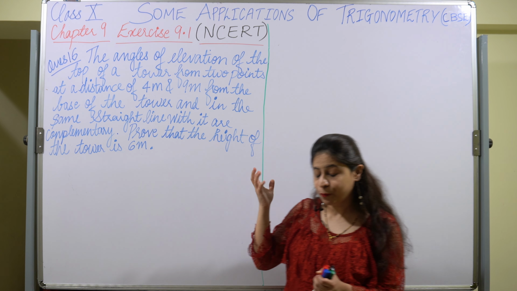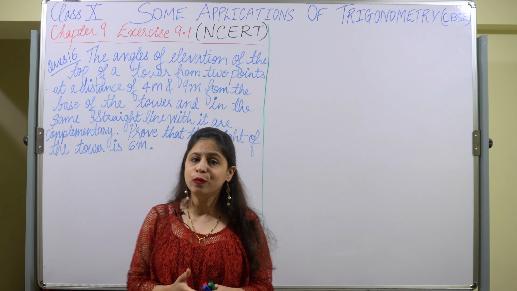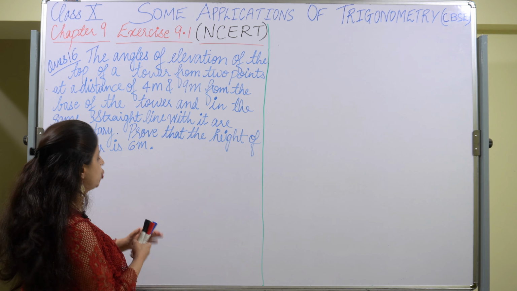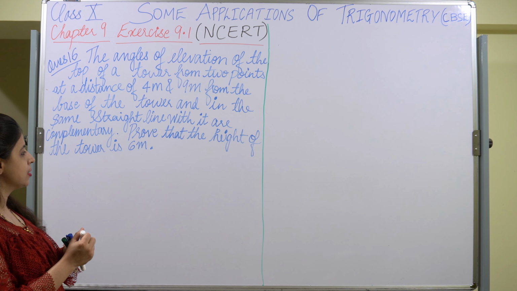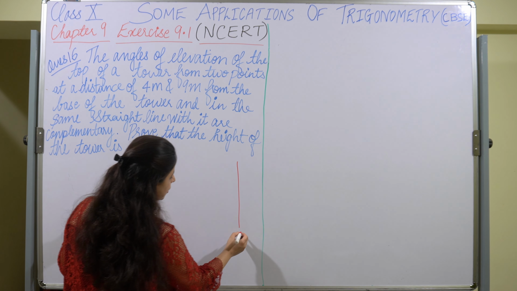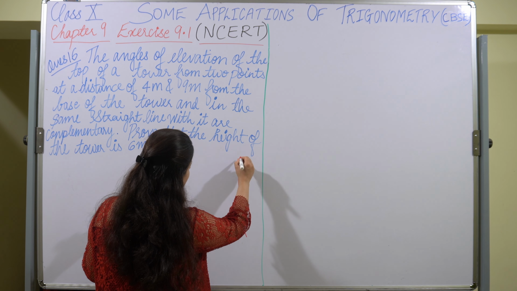So this question is of proving. Here we have to prove that the height of the tower is 6 meters. Okay. So let us first draw the figure. Let us draw the tower over here. So I am taking a tower over here. Let us mark the tower as AB.